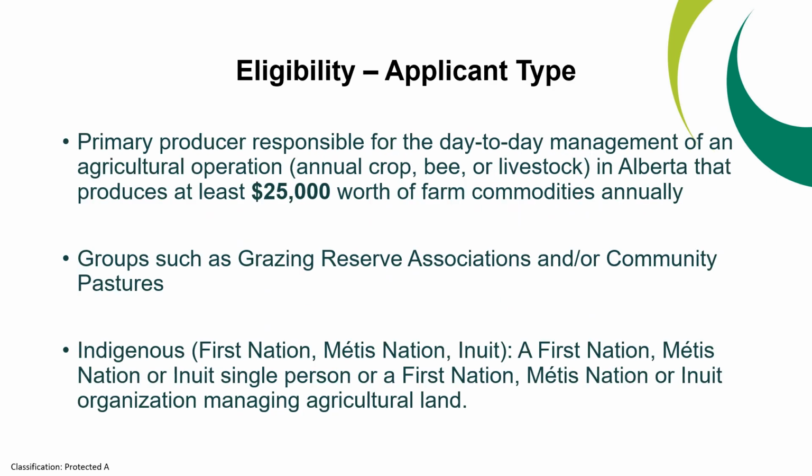We'll go over eligibility for the program now. So we have a few applicant types that are covered. So first we have primary producers responsible for the day-to-day management and input costs of an agricultural operation in Alberta that produces at least $25,000 worth of farm commodities annually. Also eligible are groups such as grazing reserve associations or community pastures, as well as Indigenous applicants, and that applies to both individuals or organizations that manage agricultural land.